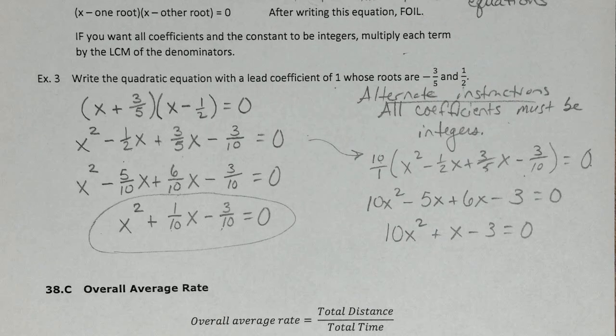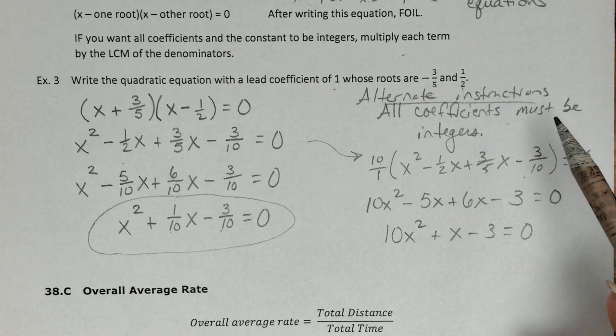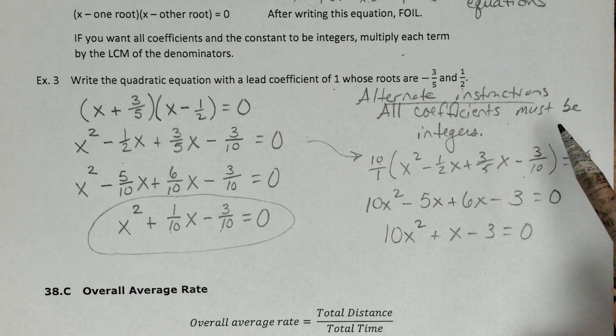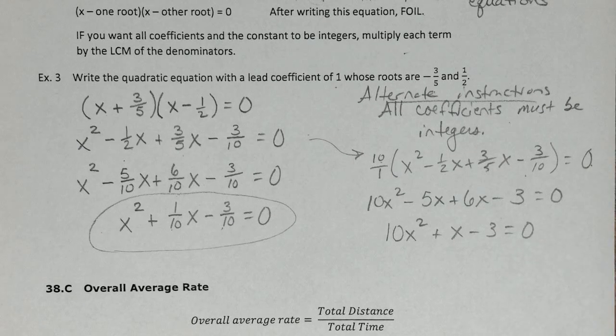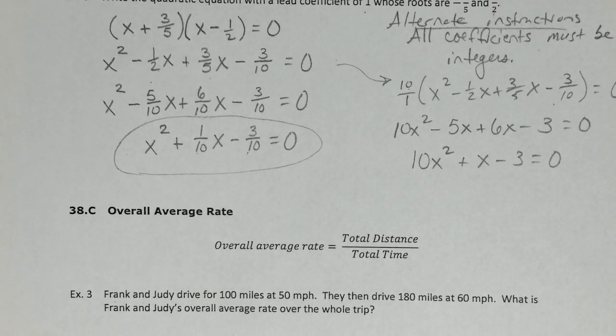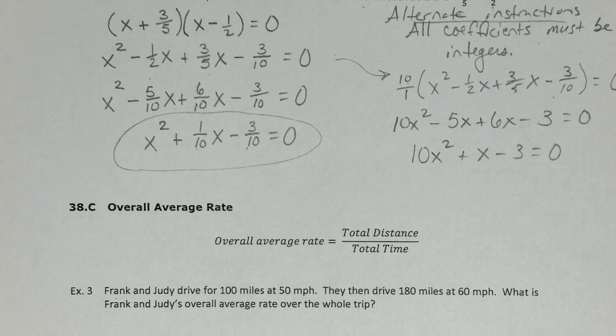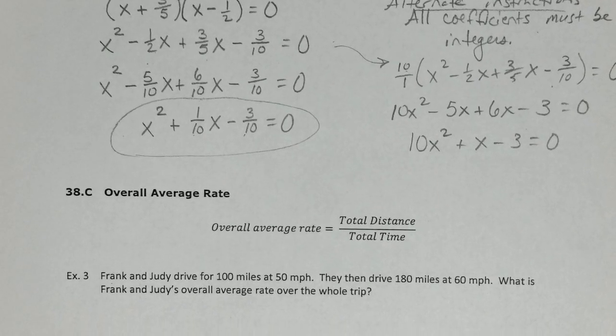Sometimes your roots aren't as pretty as ours were in this example. You may have complex numbers. The other example in the book, one of the roots was 1 plus the square root of 2. So you might want to take a look at that. But I was just trying to keep these streamlined so you only have the one example here.